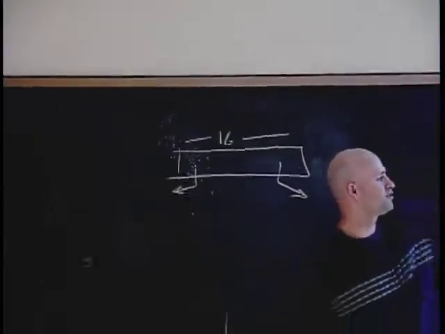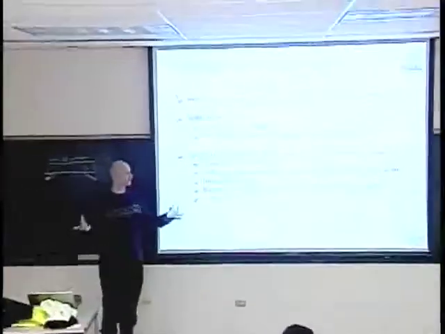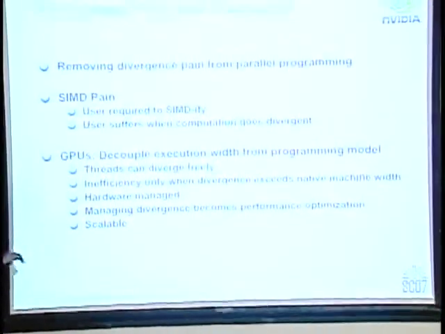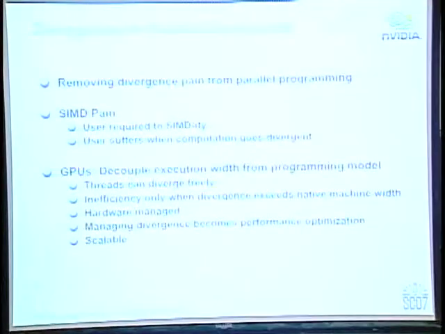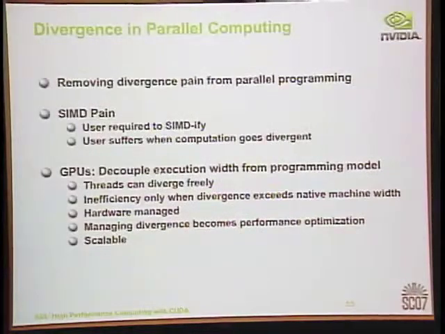And so when they talk about inefficiency, only when divergence exceeds native machine width. The native machine width is 16 threads wide. So if the divergence is within that, then you're going to run into some performance penalties. But they do a lot of handling of the details of thread bookkeeping and so on inside this. So the hardware takes care of a lot of that.